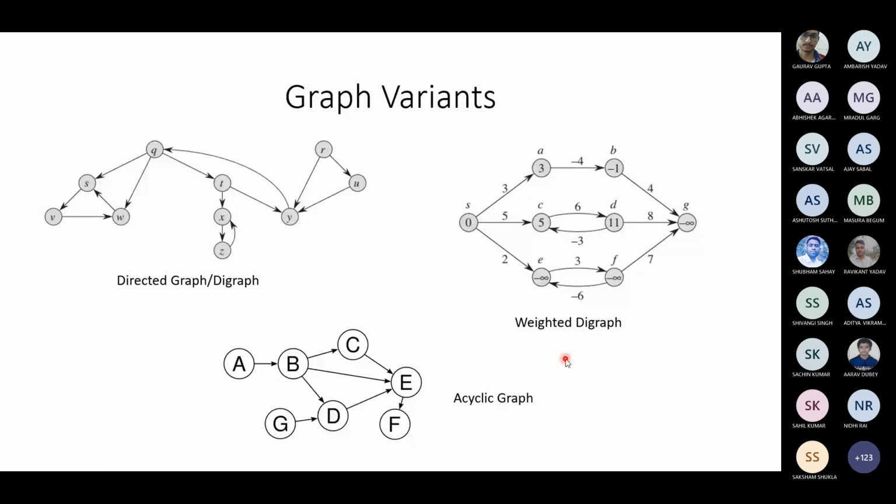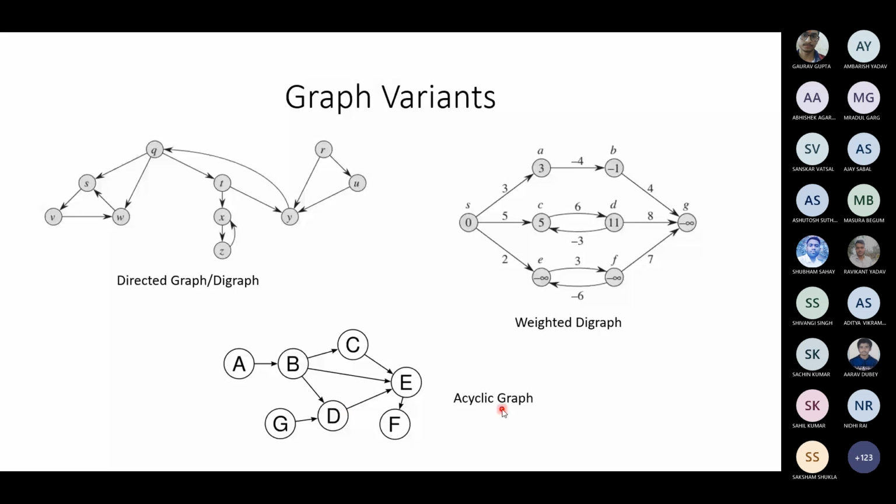Yes, sir. This acyclic graph concept is used for deadlock, when deadlock happens in an operating system. That's why I'm mentioning it clearly here. So when there is no cycle in a graph, we call that an acyclic graph. Okay, let us go forward.